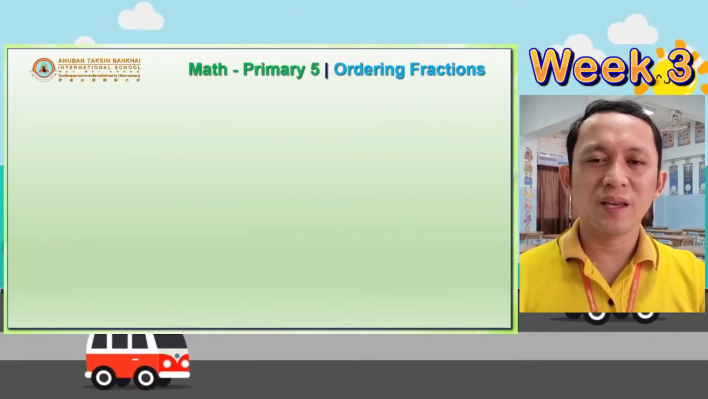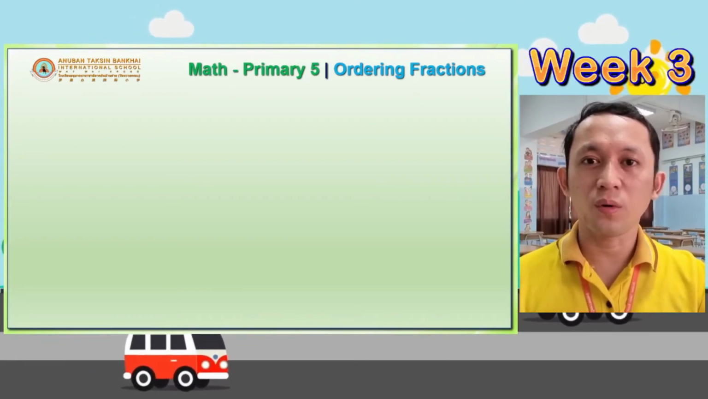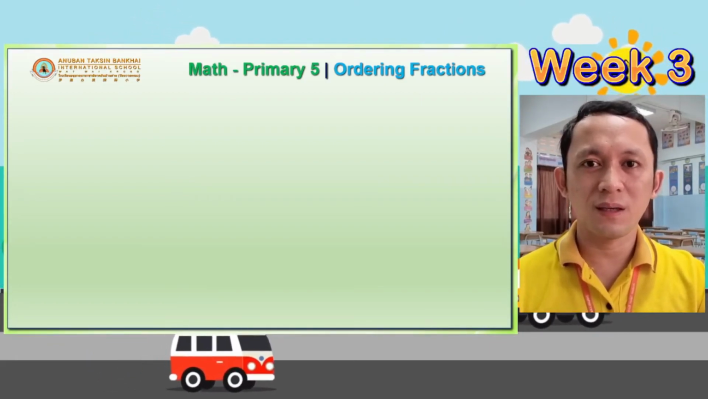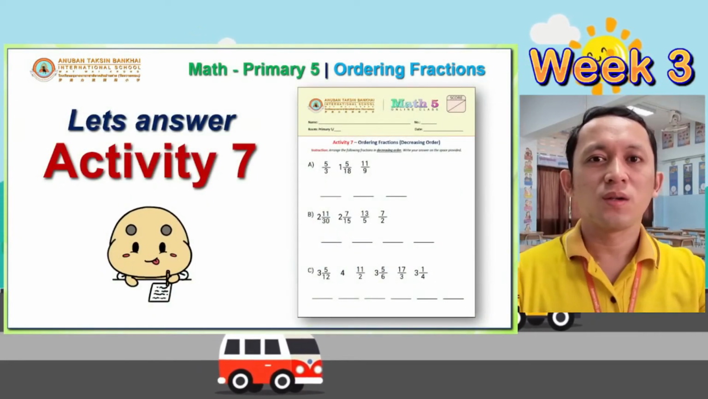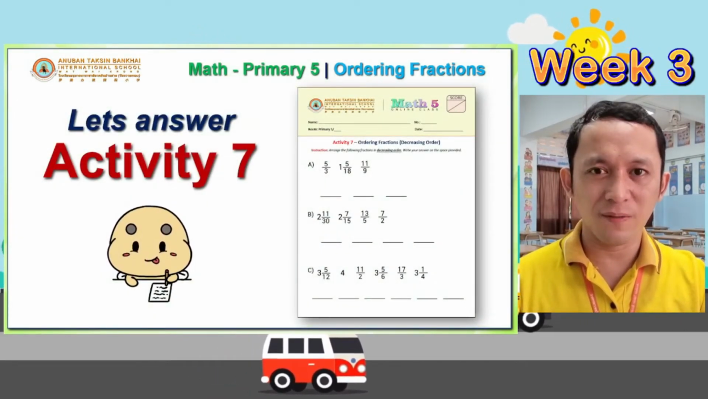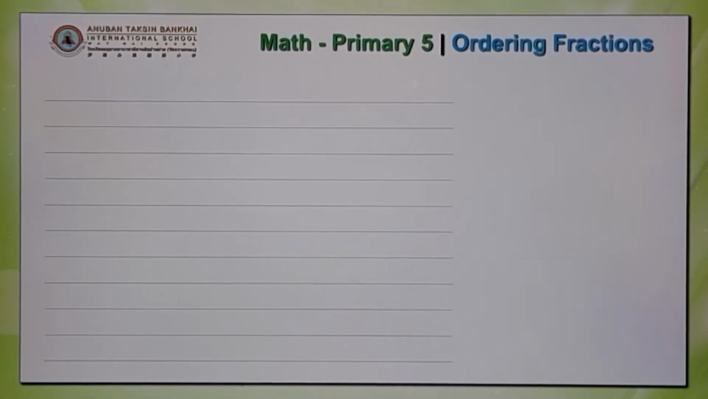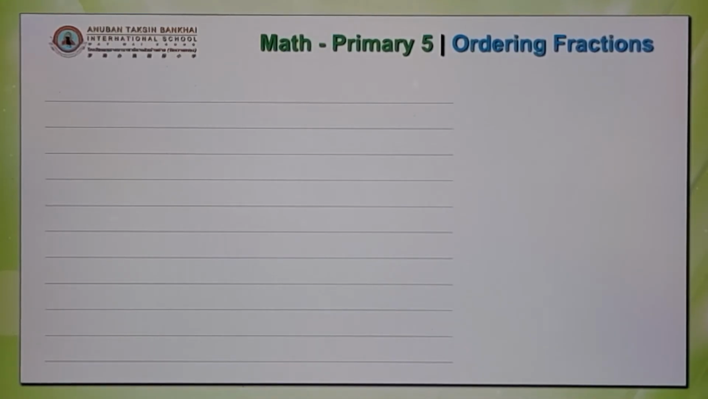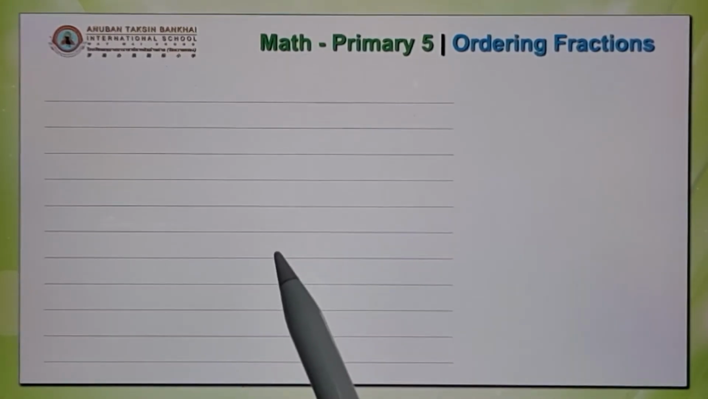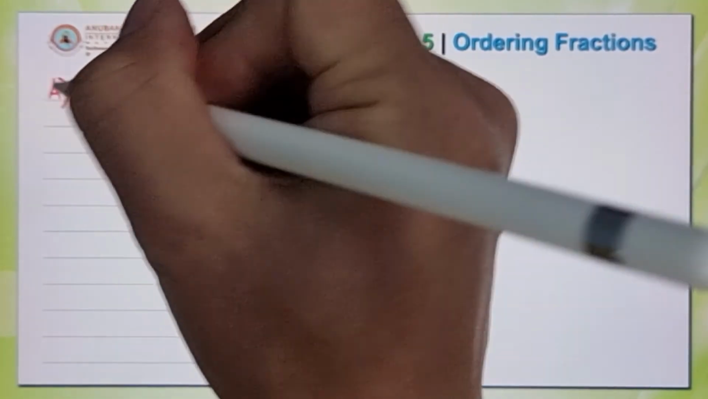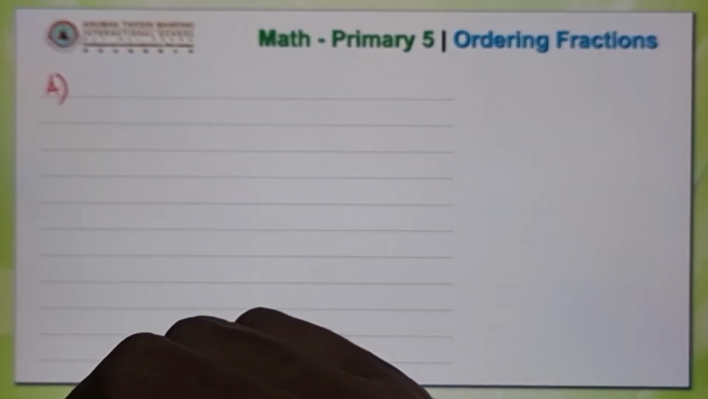So now we are done answering examples on how to arrange or order fractions in decreasing order, again from big to small. So let's now answer our activity number 7. So this is very easy. You still have 3 items, A, B, C, but don't worry, we're going to discuss letter A. Now let us discuss the last activity, worksheet number 7. So that is ordering fractions in decreasing order. Let's answer letter A so that you have a guide on how to answer B and C.